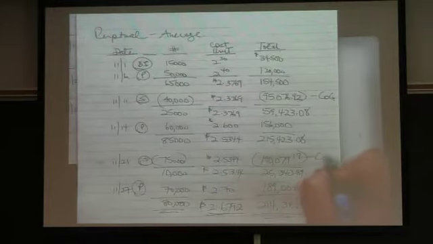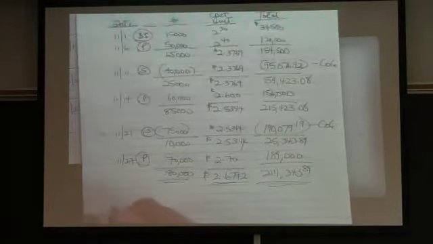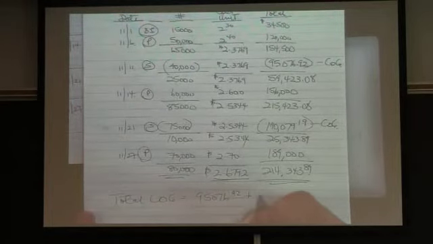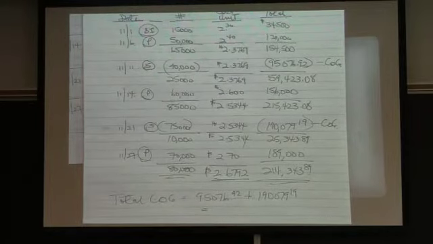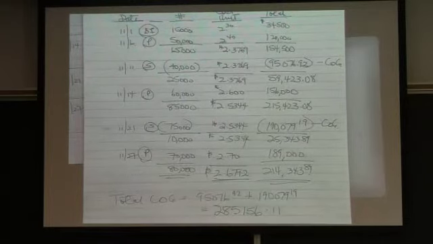So this is the cost of goods sold. So the total cost of goods sold is $95,076.92 plus $190,079.19. Okay, so let me add that up. That is $285,156.11, and ending inventory, of course, is this one.